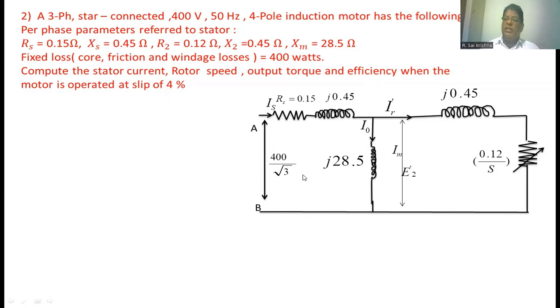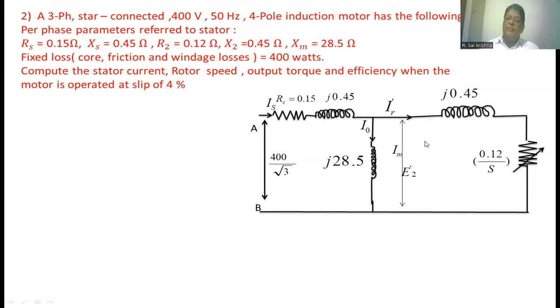This induction motor is connected in star. What is the voltage given here? 400 volts. That is the line voltage. So per phase voltage becomes 400 by root 3. Now we have to find out the source current, that is, how much current is passing in this circuit when the slip of the induction motor is 4%.